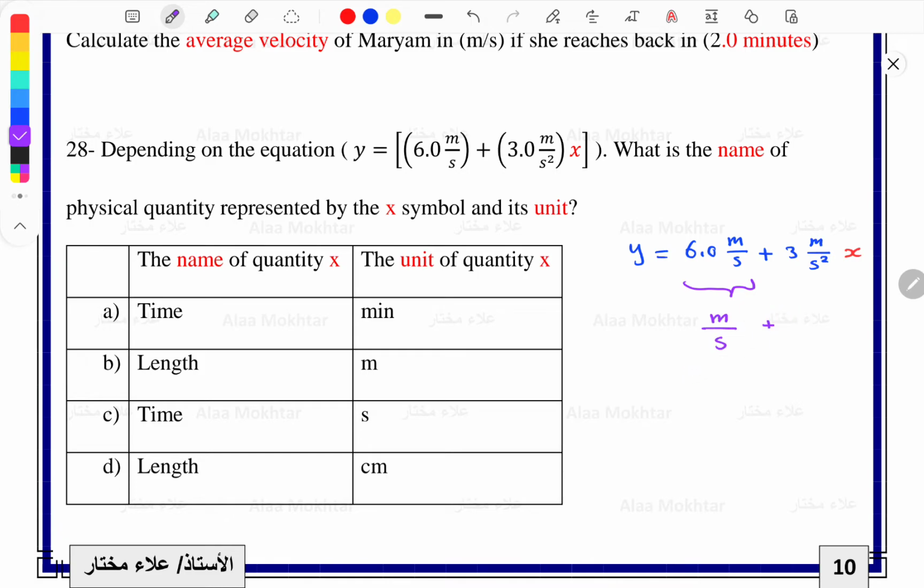So we must add this parameter, and it must also be meter per second. Is it correct? Meter per second plus meter per second. I can't add meter per second to kilogram. I can't add meter per second to joule. It must be meter per second. But the second term is two things, 3 and x. So this meter per second must come from two things multiplied by each other.